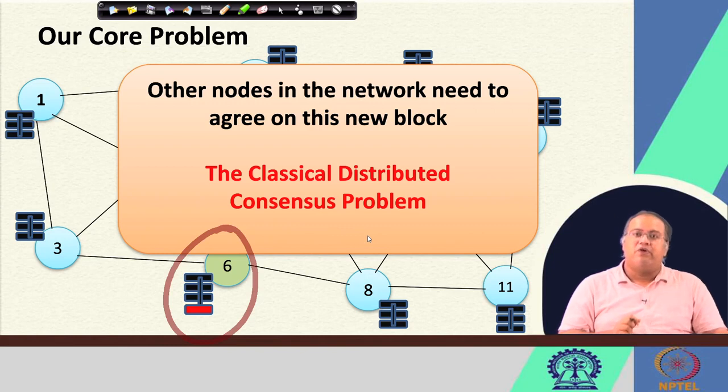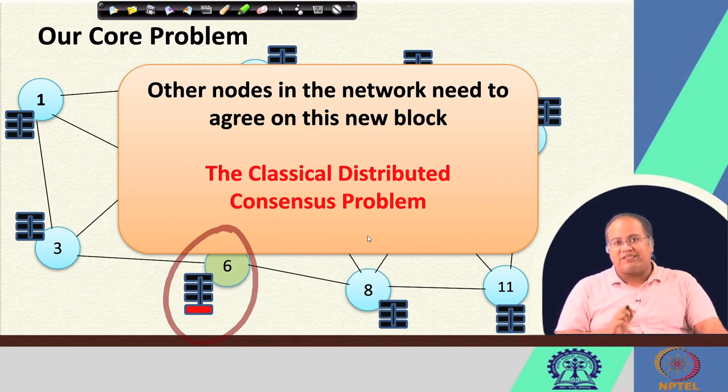So, this distributed consensus problem is a classical problem in the distributed system literature. There are a lot of different variants of this problem, and we are going to see how this problem is actually relevant in the context of blockchain. Because here you remember what I need to do: one of the nodes has proposed a new block.